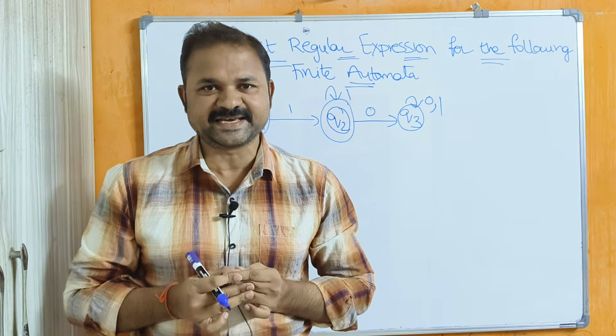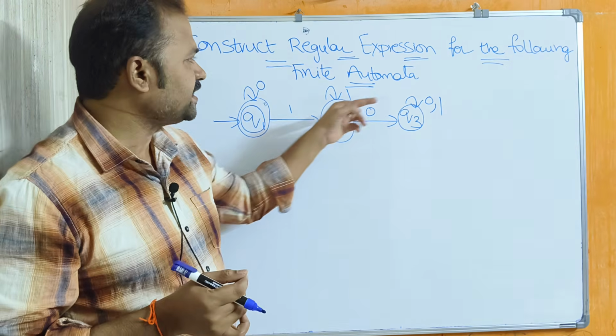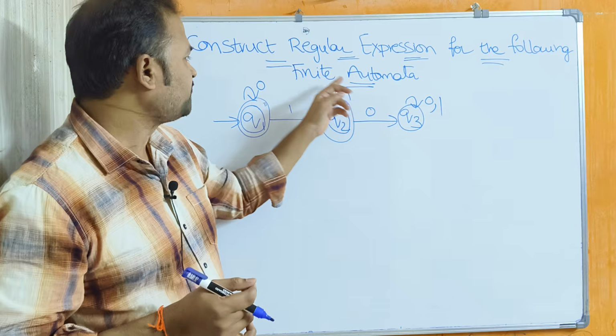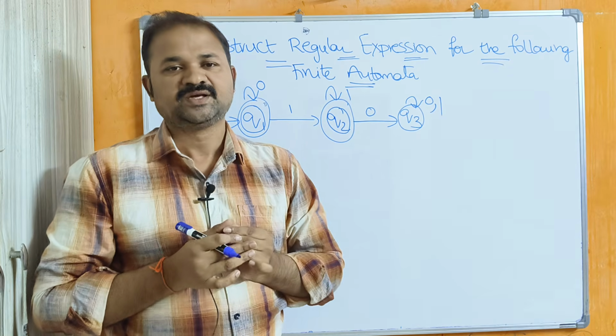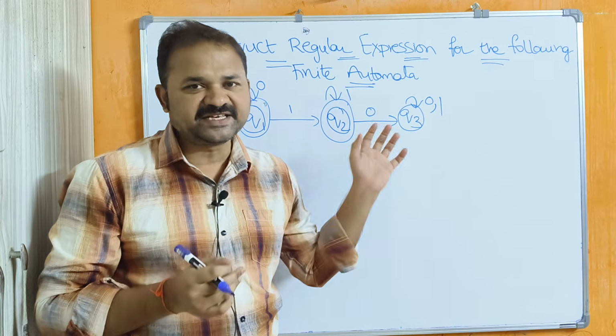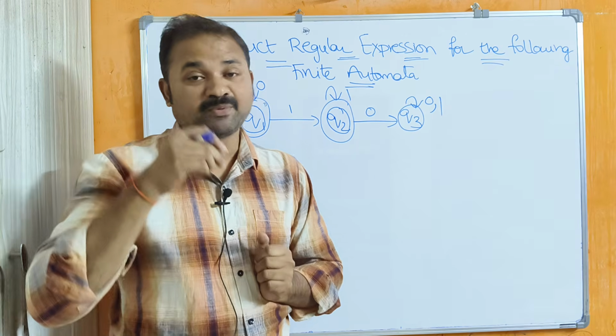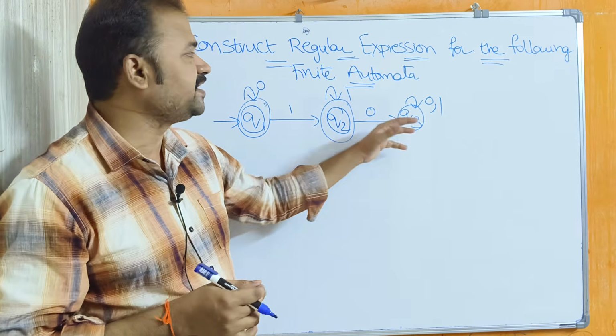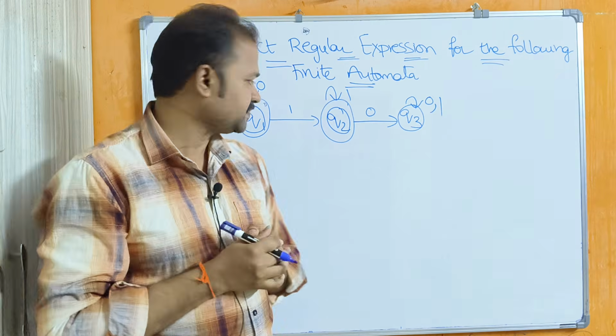Now let's see this example. Construct regular expression for the following finite automata. So here a finite automata is given. For this finite automata, we have to construct the equivalent regular expression.